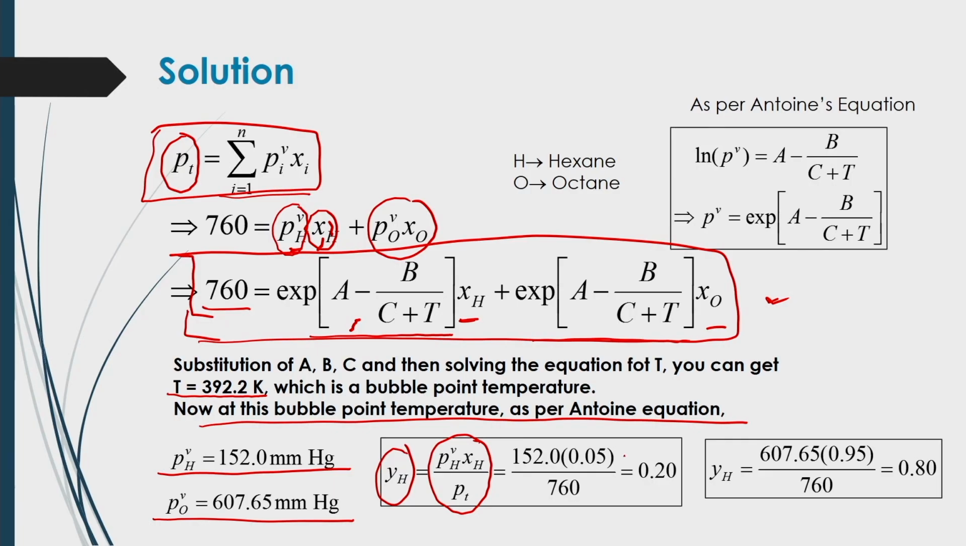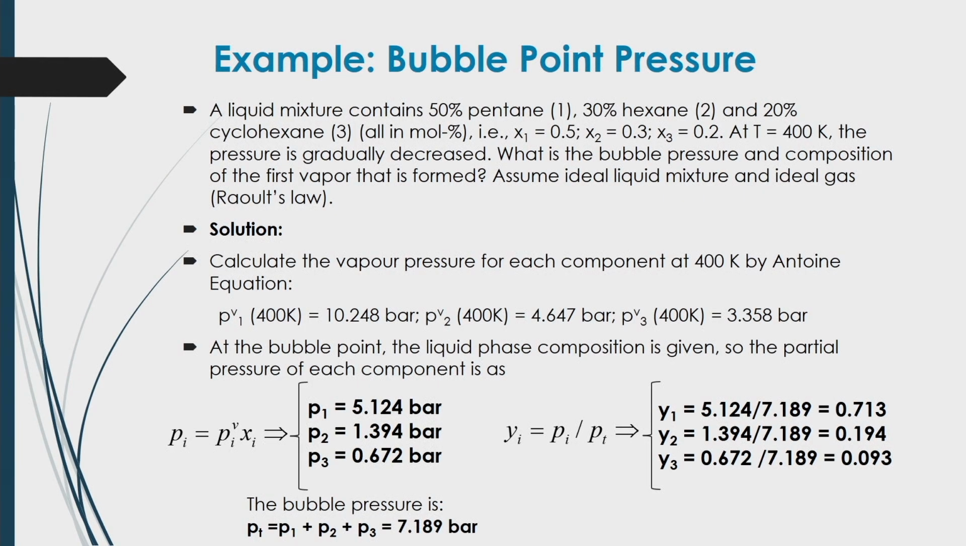Then you can easily calculate what should be the composition here. It is coming 0.2, that is 20% of hexane, and the remaining will be your octane, that will be 80% there. So, in this way you can solve for bubble point temperature and also vapor composition when a liquid mixture is partially vaporized in a vaporizer. Similarly, you can calculate what the bubble point pressure should be also.